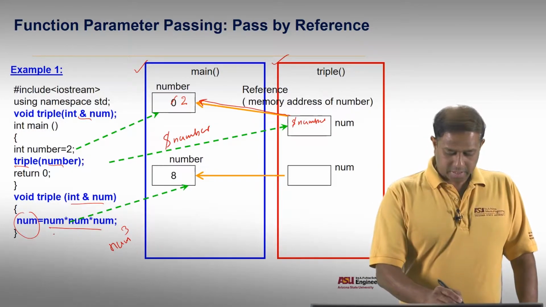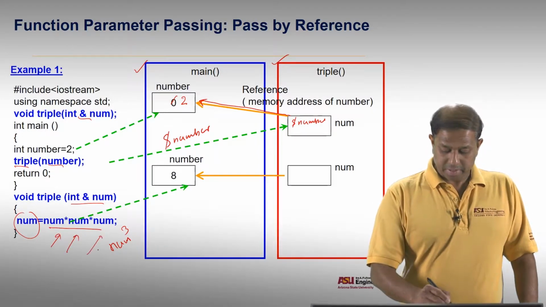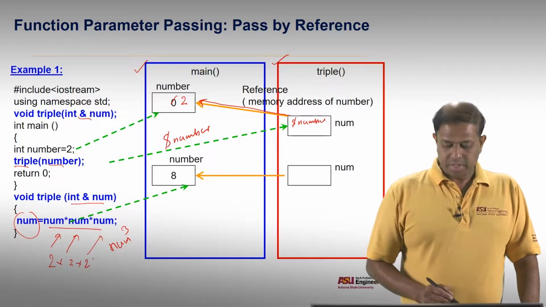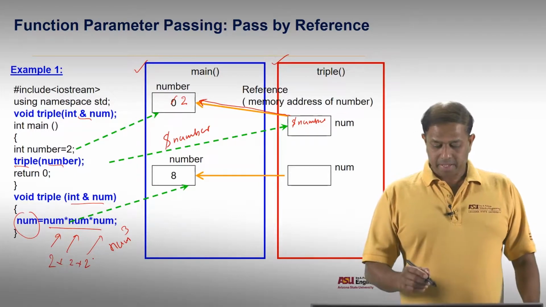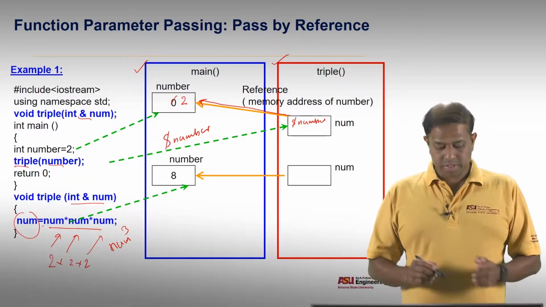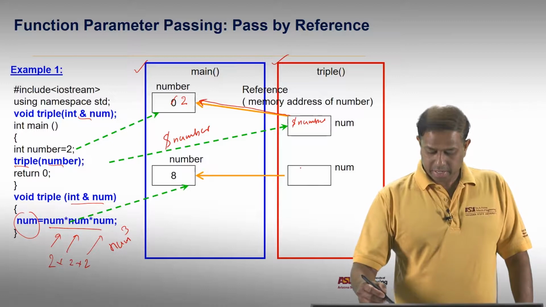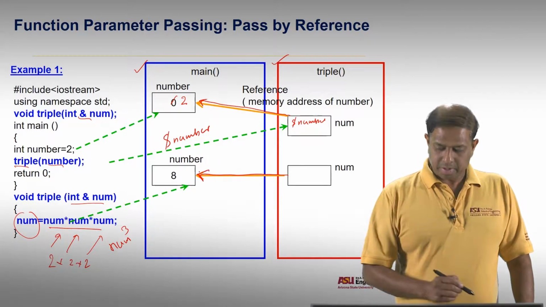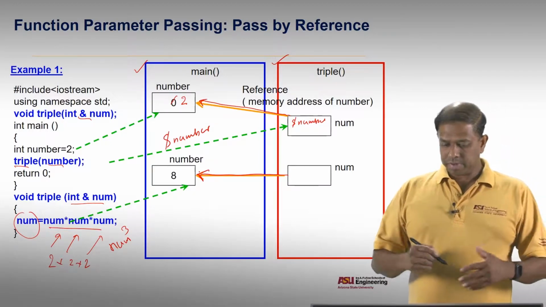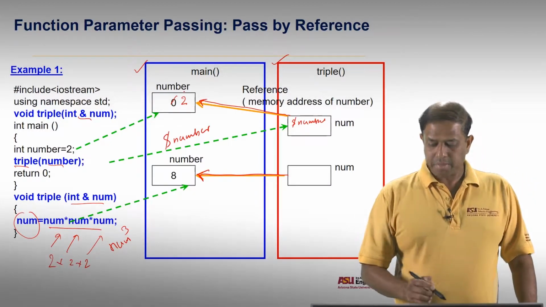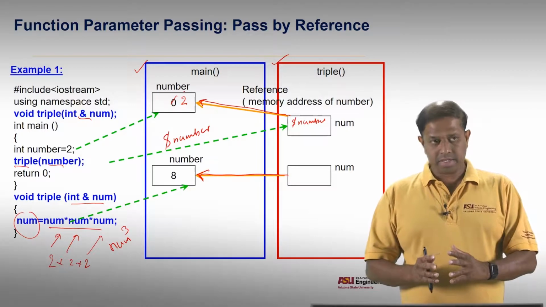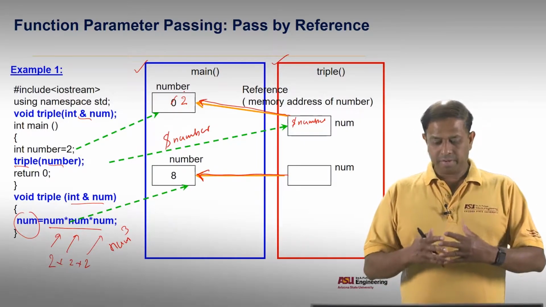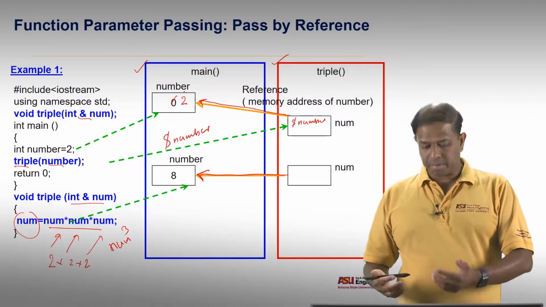Then here we are multiplying the number 3 times. So 2 times 2 times 2, that's going to be 8, and then we are saying num equals 8. When you say num equals 8 in this operation, we are pretty much going to the number when we refer to num. Another way to think about this is both number and num are aliases for the same memory location, right? So whatever happens to number will happen to num as well.